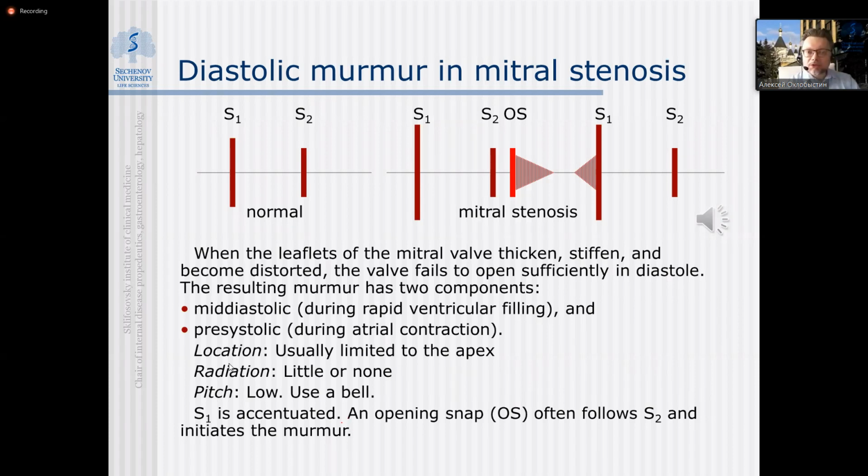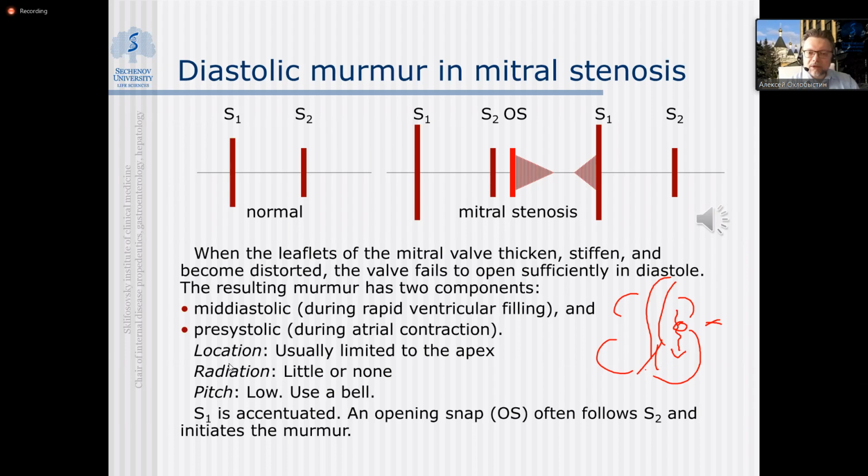Now, mitral stenosis. Mitral stenosis will result in a diastolic murmur of the filling of the ventricle. That will be the murmur of the turbulent jet of blood that will try to get, in the antegrade direction, from the left atrium into the left ventricle through the stenosed mitral valve. So it's narrow, and the jet of blood will be turbulent. What do we need to pay attention to?